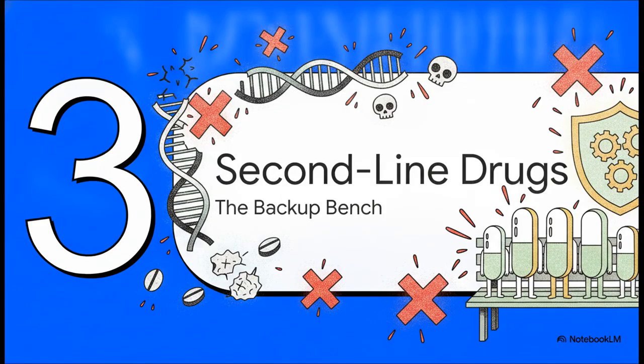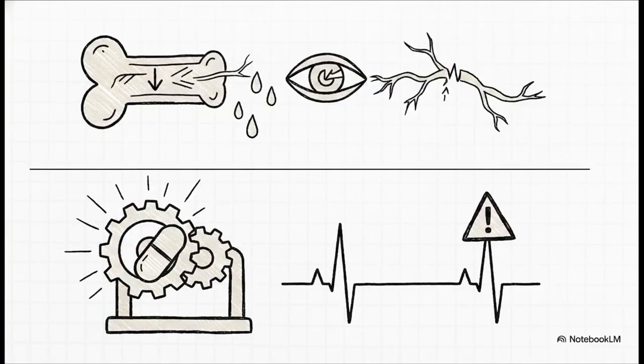Moving on to part 3, second-line drug profiles. Let's look at the backup bench. When those first-line drugs fail us, maybe due to resistance mutations like CAT-G or RPOB, or just unbearable toxicity, we have to turn to the backup bench. We split these up into groups.